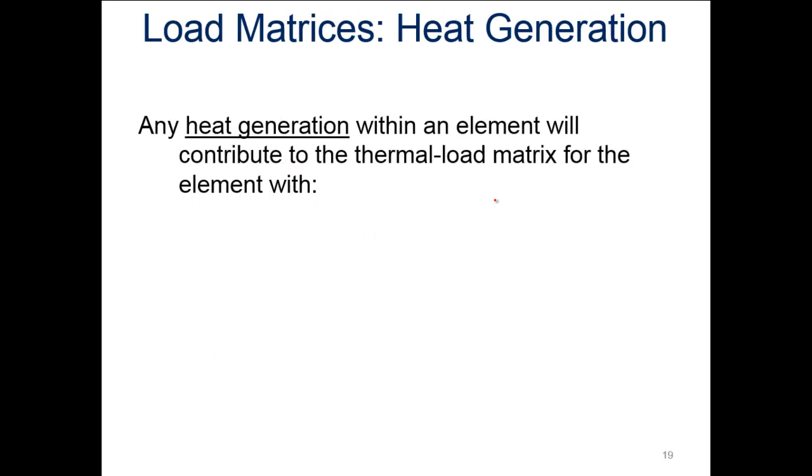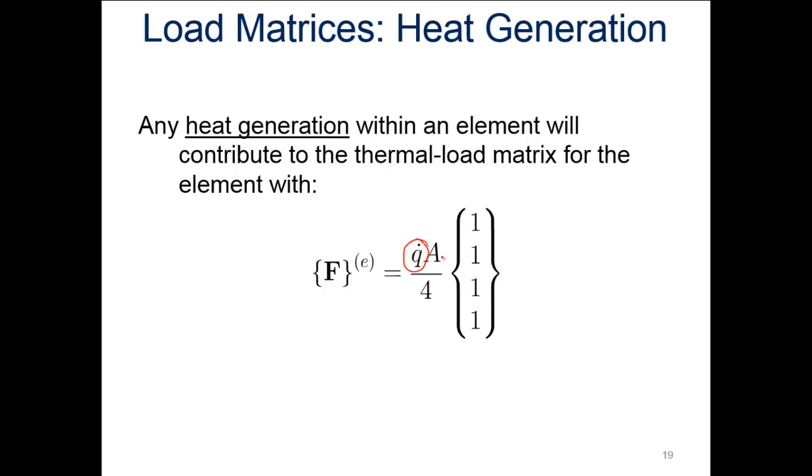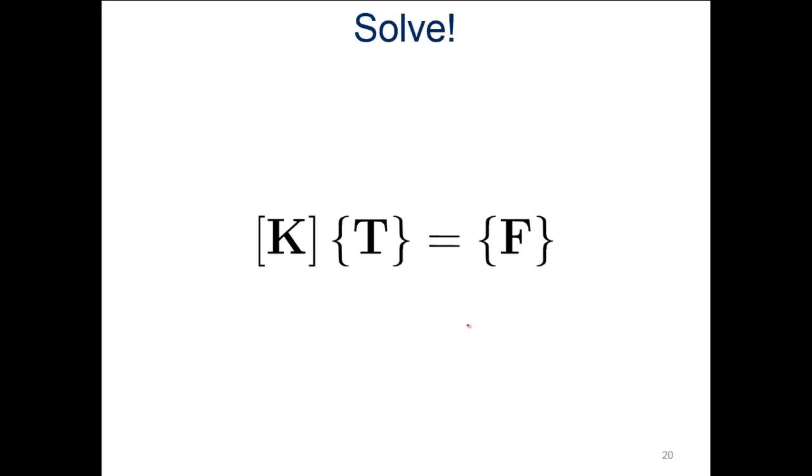If we had heat generation, any heat generation within an element will contribute to the thermal load matrix for the element. So we have the overall Q dot for that particular element times the area divided by 4, and then we have a straight one column matrix here to include a contribution of the heat generation to every node within that element. All right, and then we can put those together and just solve it out. So that's how we can solve when you use the rectangular elements.